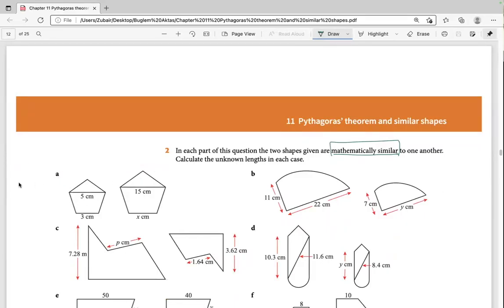9. X would be 9 because 15 divided by 5 is 3. And we just times the ratio by the other 3 down. Very good. This is 9. So may I write the working like this? X divided by 3 equals 15 divided by 5.